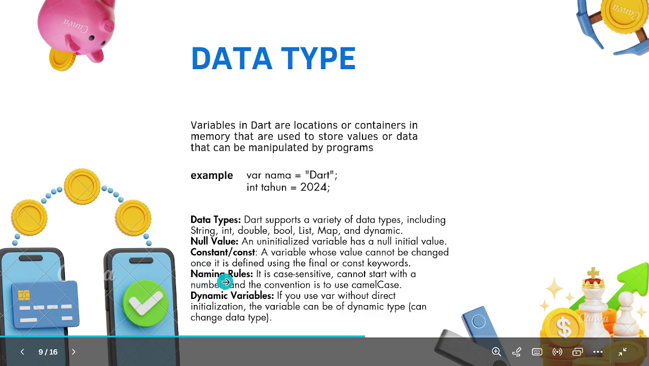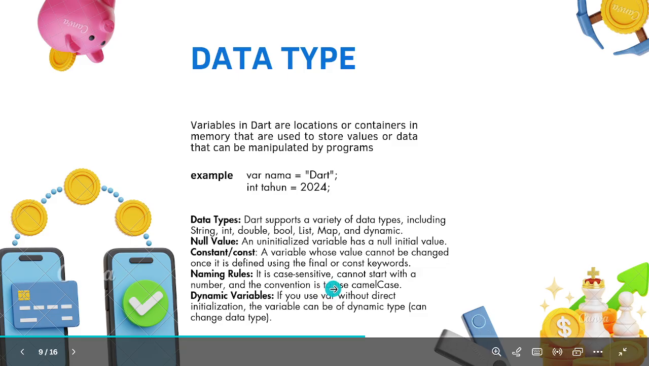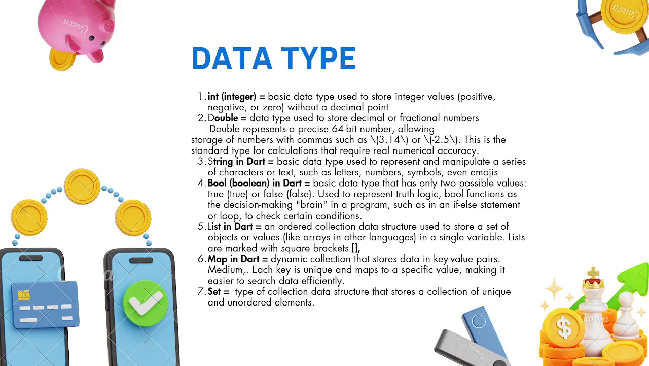Naming rules: it is case sensitive, cannot start with a number, and the convention is to use camel case. A dynamic variable is used for variables whose type can change; the variable can be of dynamic type, so you can change the data type. Okay, so next, the data types.